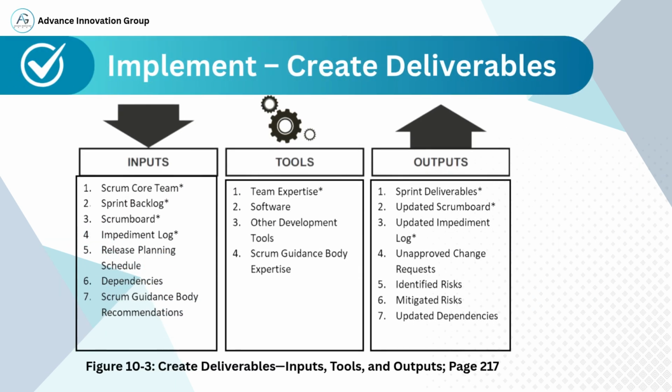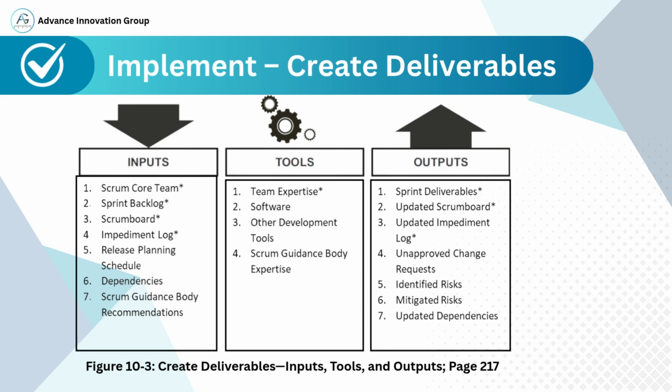Let's now talk about the Create deliverables process in the Implement phase. This step is where the Scrum team actually builds the product or service based on the sprint backlog. To begin, they need several inputs such as the Scrum core team, sprint backlog, tools like Scrum board and impediment log, the release planning schedule, information about dependencies, and any guidance or best practices from the Scrum guidance body.